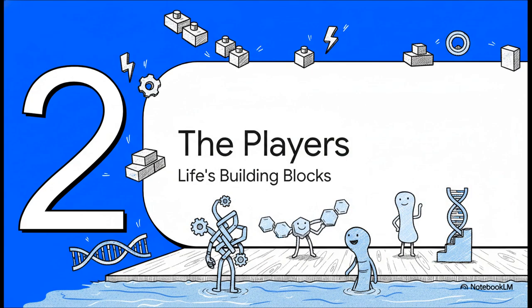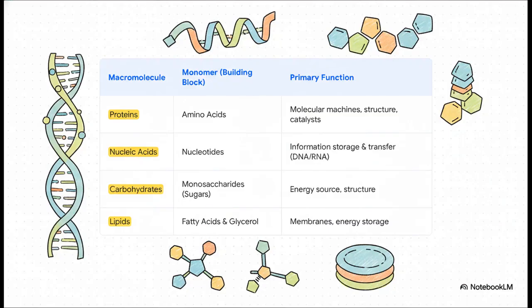Okay, so we've got our stage set with water. Now we need the players. Life needs a whole cast of characters to build its structures, to run the machinery, to store fuel, and of course, to hold on to the blueprints. These are the four major classes of what we call macromolecules. And here they are, our four key players.